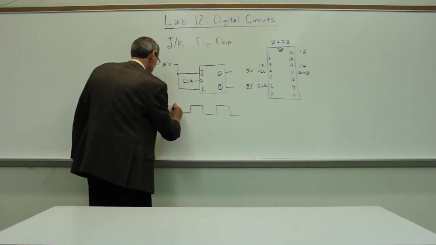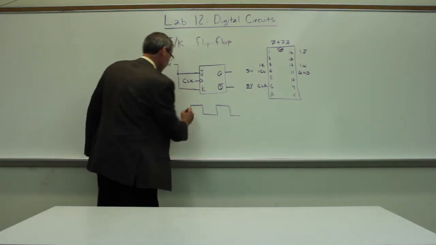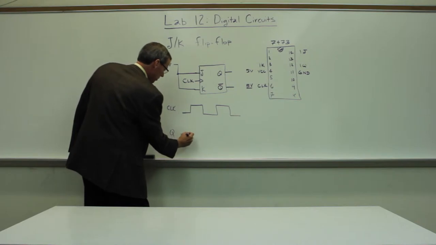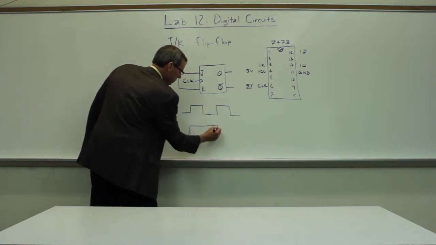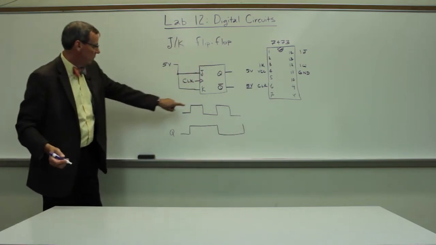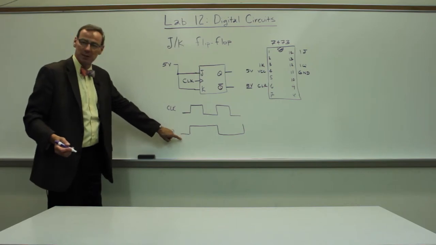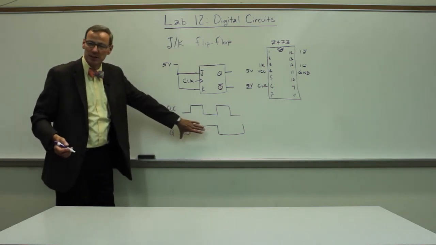coming in. And if we look at Q, every time, let's say the clock pulse goes high, if Q starts low, it goes high. Next time it goes high, it goes low, and it goes over here and goes high. So the clock pulse comes in here. What's coming out of Q is a clock with twice the period or half the frequency.